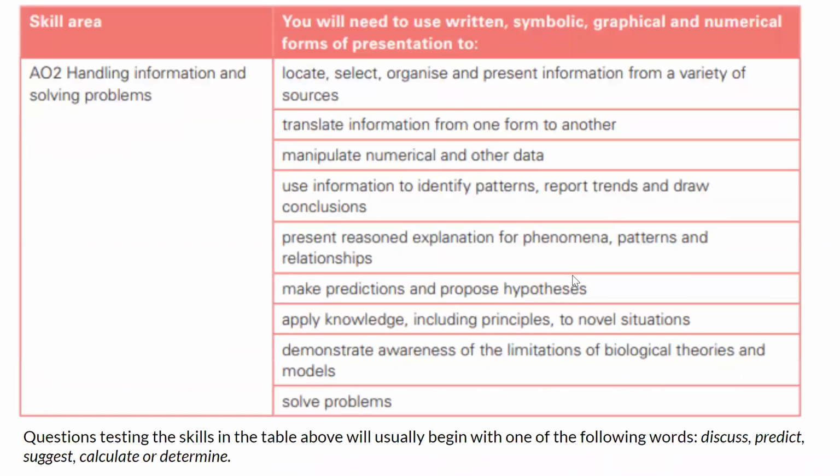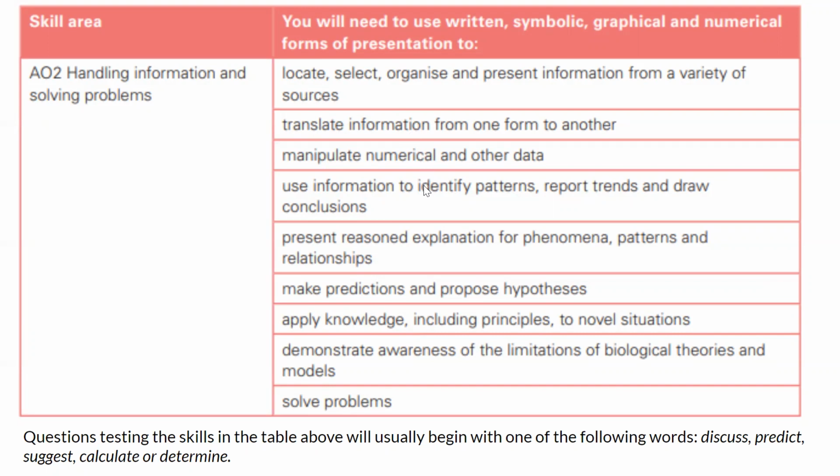Coming to the second assessment objective, this is handling information and solving problems. So what kind of things will be asked under this category of questions? You will be asked to locate something, select or organize. Things will be given in a jumbled up format. You have to organize them in a sequence, or a diagram will be given and you will be asked to point out and show where the process is happening. Sometimes information will be given in graph form and you will be asked to write in words what you understand from the graph, trends or patterns.